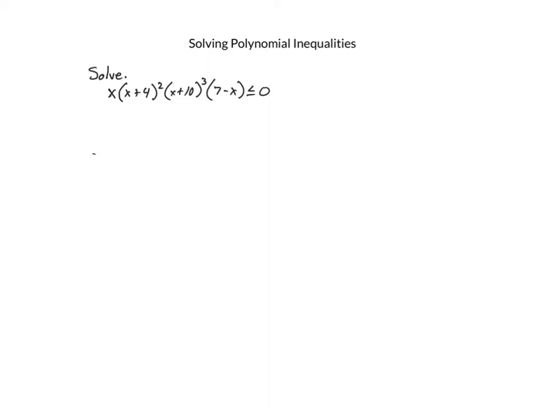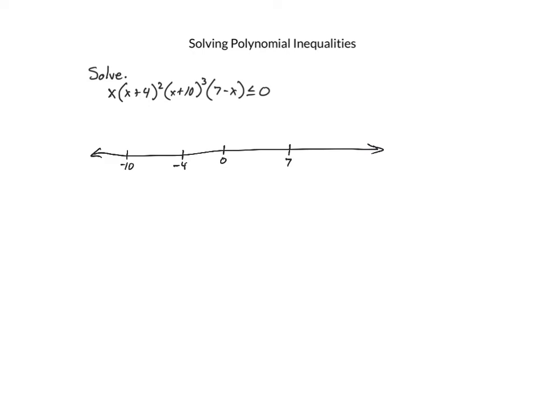So let's draw our number line, and we'll put our critical values on. For the first factor, I would get a critical value of 0. My second factor gives me a critical value of negative 4. And our next factor, raised to the third power, will give us a critical value of negative 10. And to the right, we have 7 minus x equal to 0. That gives us a critical value of 7.